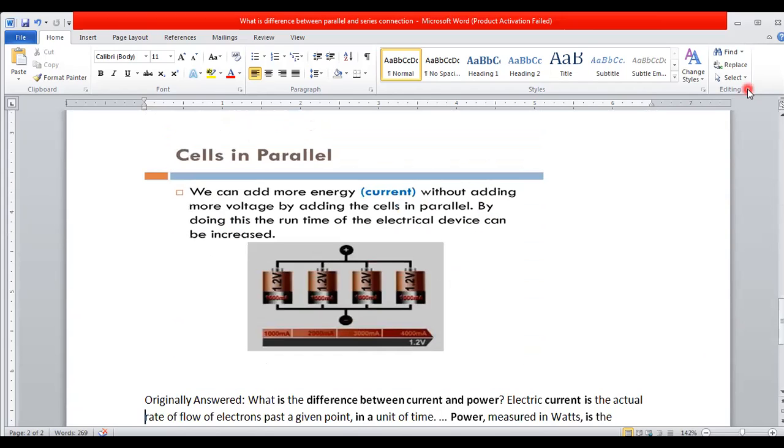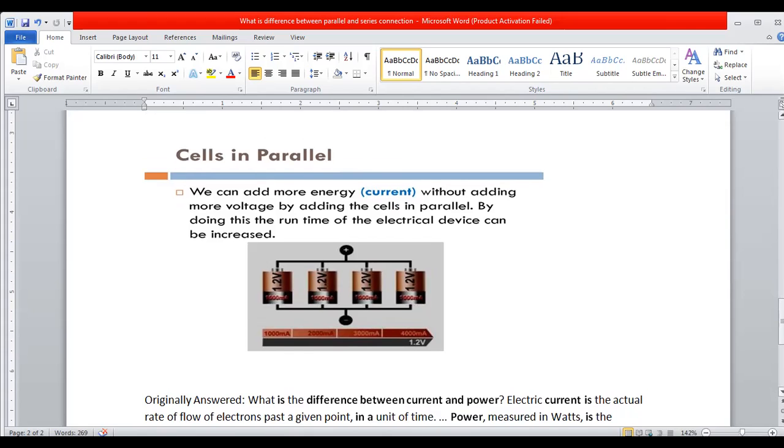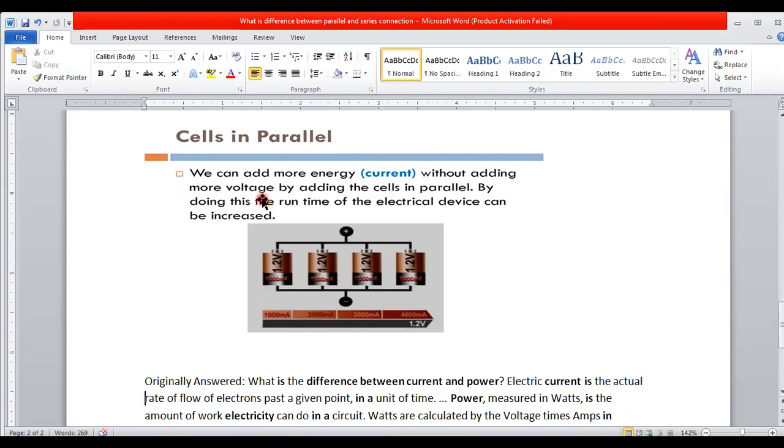Cells in parallel. We can add more current without adding more voltage by adding cells in parallel. If we add more batteries, more cells, into the circuit, we can increase the current without increasing the voltage. By doing this, the run time of the electrical device can be increased.